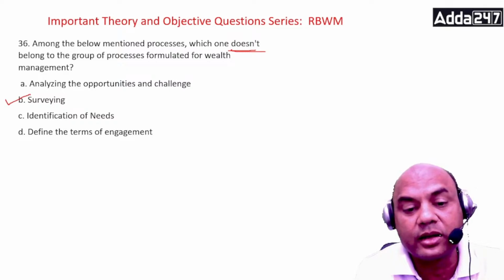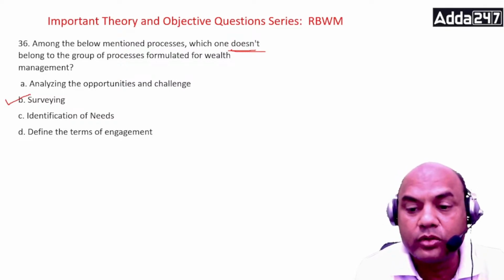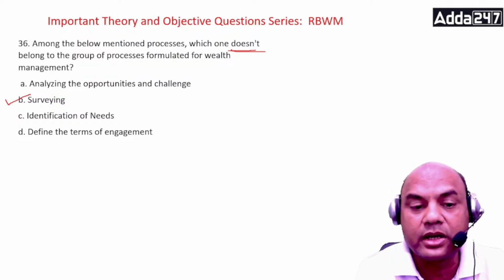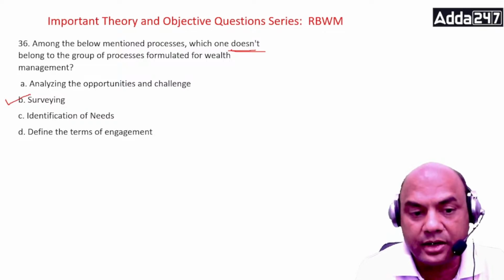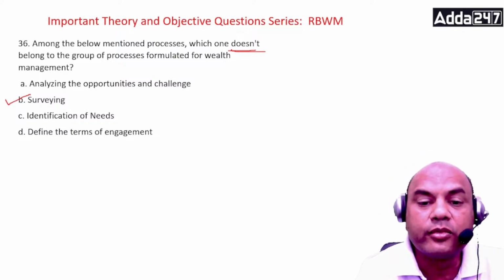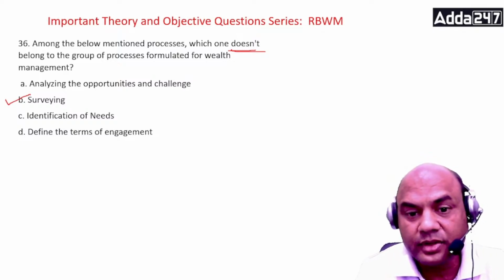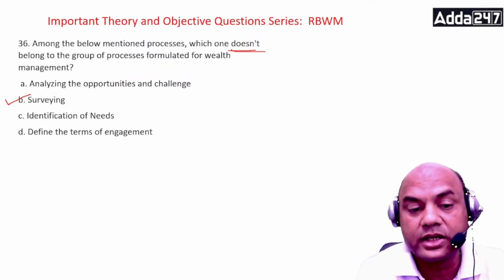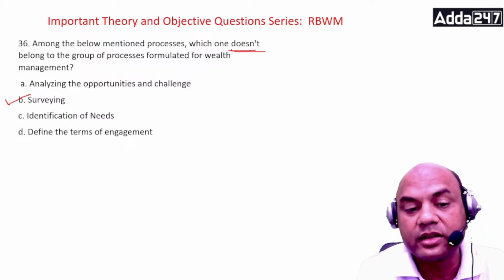Then defining the terms of engagement, meaning what will we do, what will the client do. After all, it's a commercial relationship. How long will we engage with that client? What will be the fee structure? After all, we are working for this, so we will require fees. Then identification of the needs, meaning what the client actually needs in the longer run.